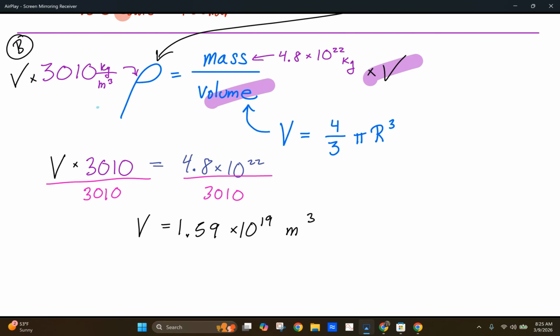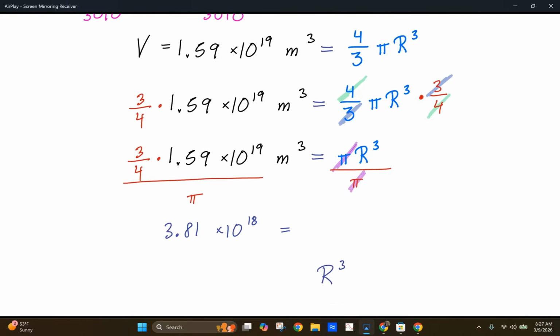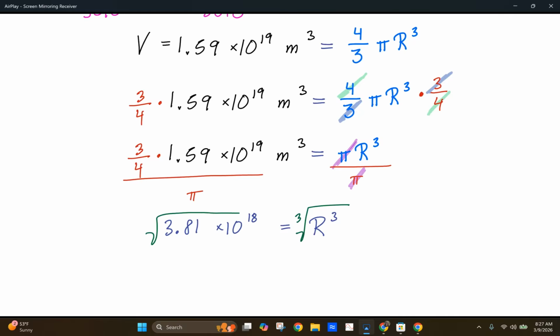All right, so I went ahead and multiplied by 3/4 to get the 4/3 to cancel out, and then I divided both sides by pi, threw all that into a calculator, and I get what r cubed is. Now, remember, the opposite of cubed is cube root, and there's two different ways to do that. I can either type it into the calculator as a cube root like this, and I could just find the cube root of both sides, or I can put it to the 1/3.